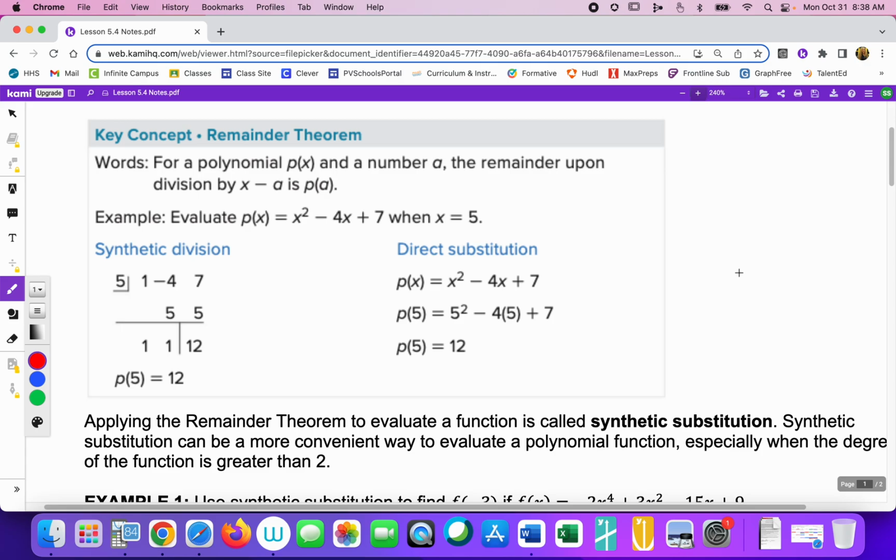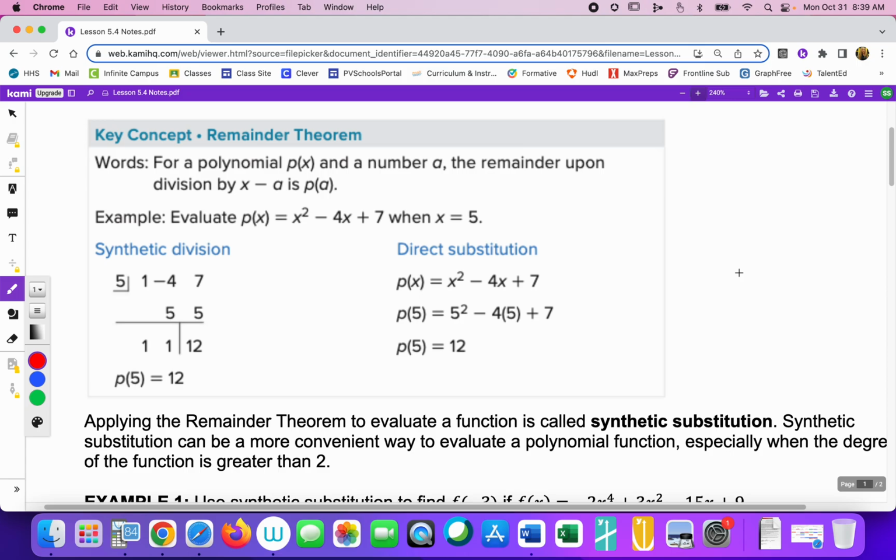So when we have synthetic division, for example, if we have evaluating p of x when x squared minus 4x plus 7 when x equals 5, usually we just plug 5 in and then simplify it down. If you use synthetic division, you would use that same number. You don't have to change the sign or anything. Use synthetic division with that number.